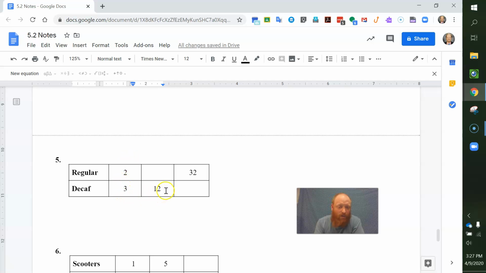2 cups of regular, 3 cups of decaf. If we're going from 3 to 12, that means that we're multiplying by 4. So if we multiply this by 4, hey, look at that. It's automatically centered for me. Interesting. That would be 8. Okay? 3 times 4 is 12. So 2 times 4 is 8. Now, if we go from 8 to 32, 8 times 4 is 32, which means we have to multiply 12 times 4, and 12 times 4 is 48.